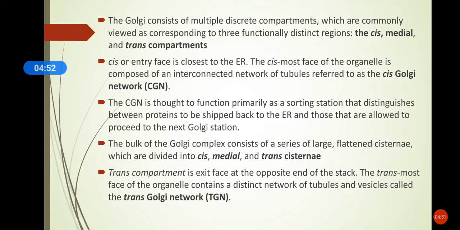The bulk of the Golgi is divided into large flattened cisternae, that is the cis, medial and trans cisternae. The trans compartment is the exit face. If the cis compartment is the entry face, the trans compartment is the exit face, at the opposite end of the stack, a little bit far from the ER. This trans-most face of the organelle also has a network of tubules like the cis face, called the trans Golgi network or TGN.